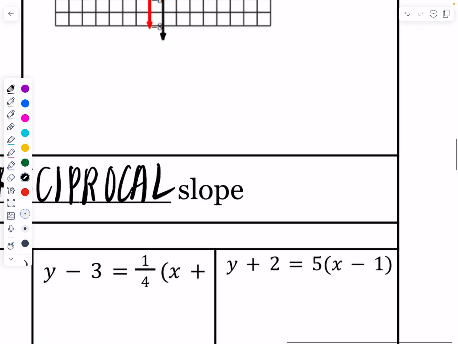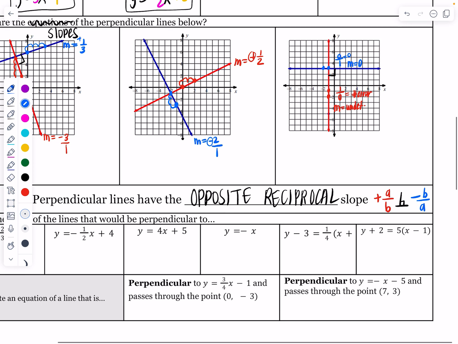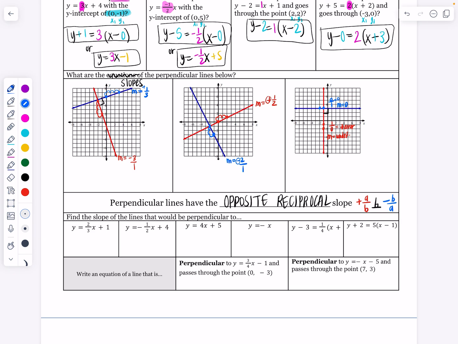That means that opposite, they're going to have different signs. One will be positive and one will be negative. So let's do that in colors. Okay? They're going to have perpendicular slopes, which means they cross each other at 90. If one has a positive a over b slope and the other one has a negative b over a slope. So reciprocal means flip the fraction. Opposite means change the sign. So one will be positive a over b. One will be negative b over a. You switch the sign and you flip the fraction.